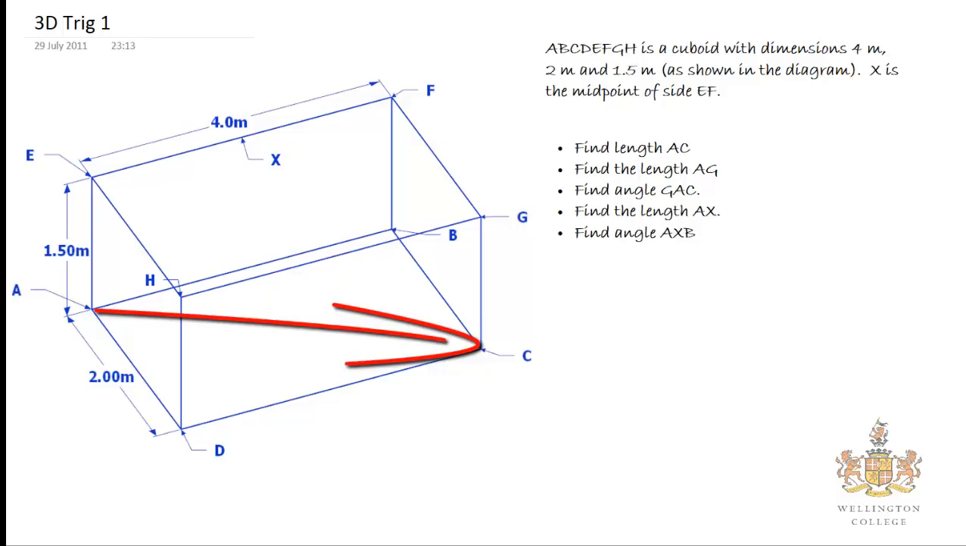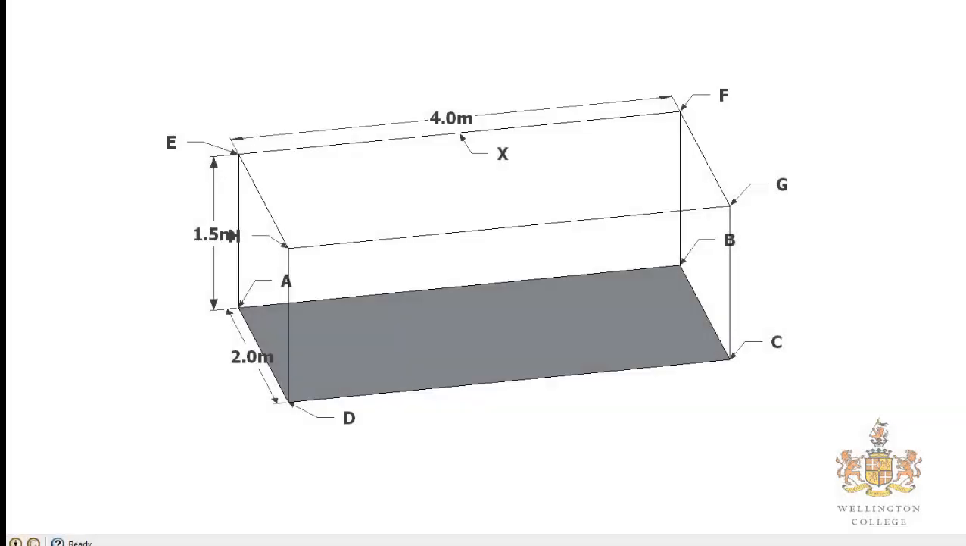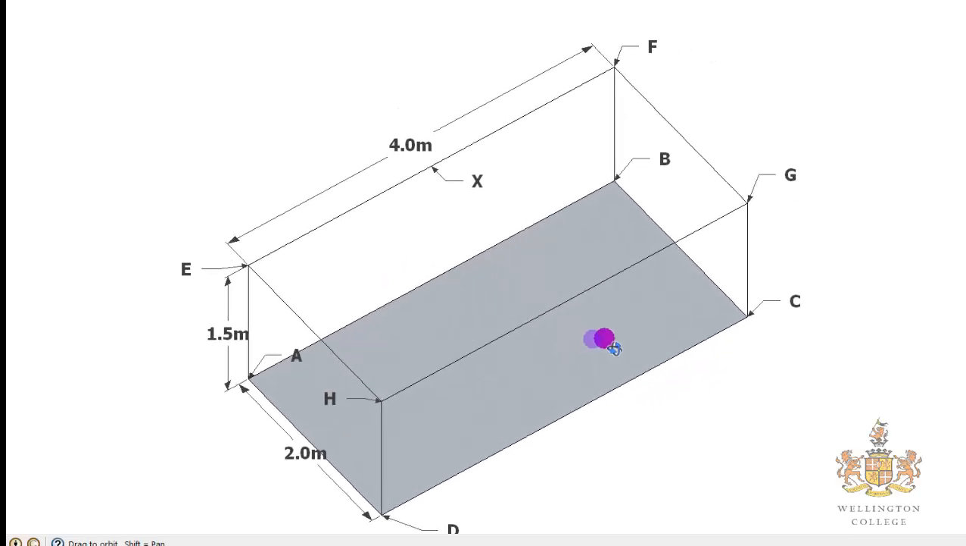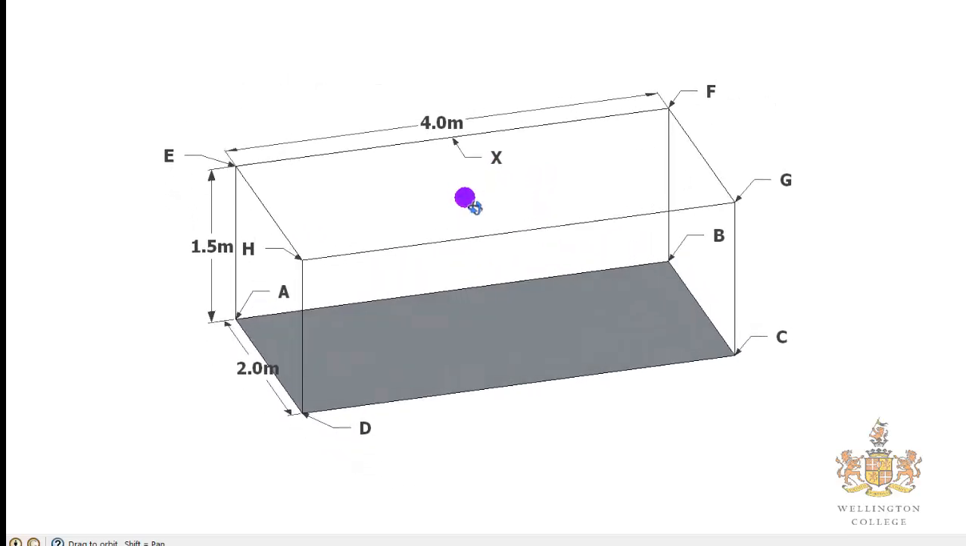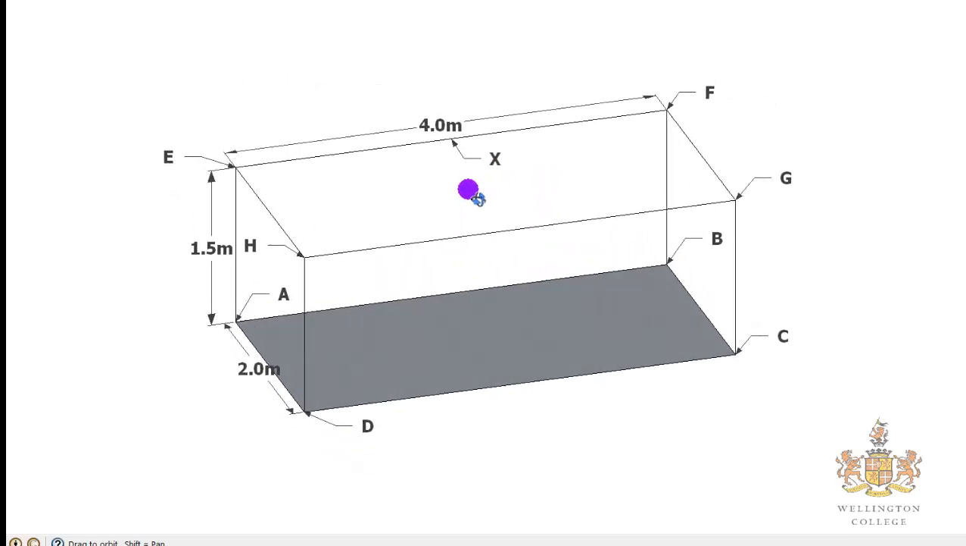AC. Now what I've done is I've created a three-dimensional drawing of this in Google SketchUp, and what this allows us to do is to examine the shape in 3D and make it easier for us to work out the problems that we are dealing with. And the first thing we want to do is find the length AC. So what I'm going to do is draw in that side here.